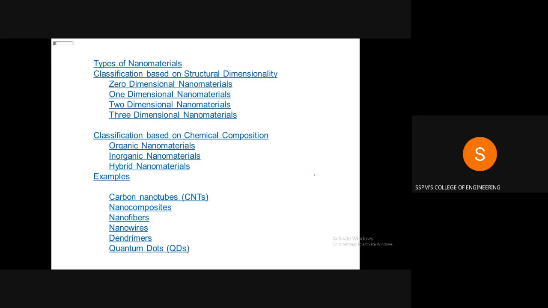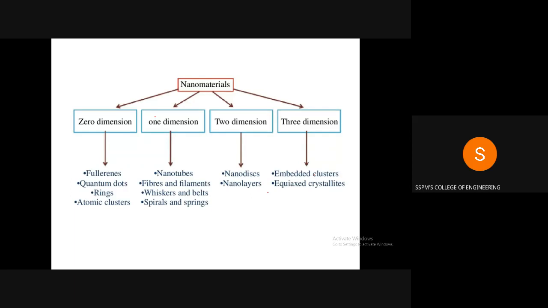So nanotube is one dimension. You can classify into 0 dimension, 1 dimension, 2 dimension and 3 dimension. Remember the examples: 0 dimension contains fullerene, quantum dots, rings and atomic clusters. 1 dimension: nanotubes, fibers and filaments, whiskers, belts, spirals and springs. Then nanodiscs and nanolayers, and any other examples. So select the example for each dimension. It is the classification of nanomaterials.